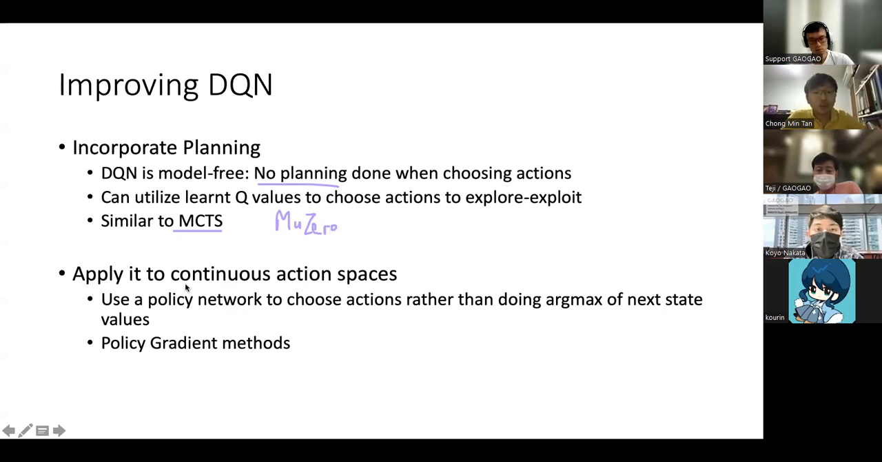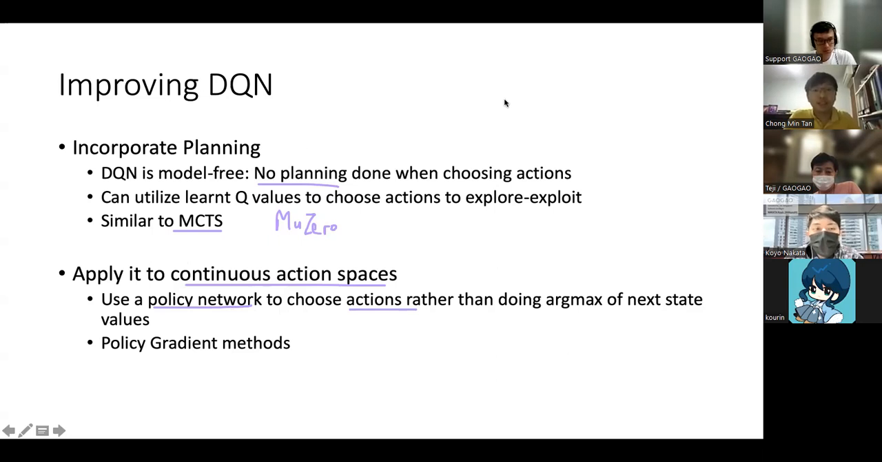You can also apply it to continuous action spaces. How do you do that? If you have to have a separate Q value for each of the actions, you will have infinitely many actions, and that's not possible in neural networks. So instead of using the Q values to choose your actions, you have a policy network. This is a different policy network from what I talked about earlier. This policy network simply gives you the action to take given a state. This action can be a continuous value. So you can apply this to continuous action spaces because you have a network to tell you what action to do for each state.